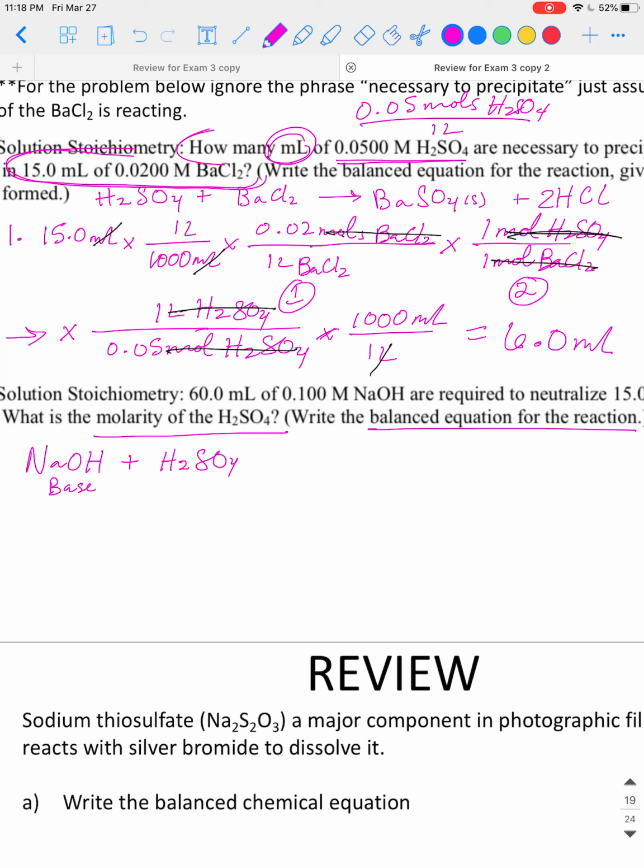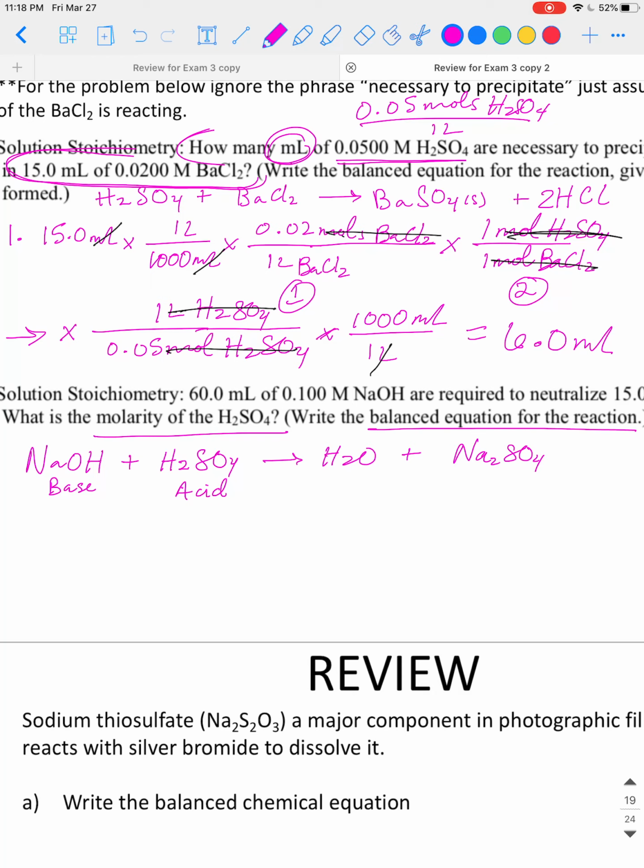Here is our base. Remember, a metal and hydroxide is a strong base. And then we have the hydrogen and the rest of the acid. So this is the acid. In an acid-base reaction, remember, we always make water. H2O is one of our products. And looks like sodium sulfate is going to be the other one.